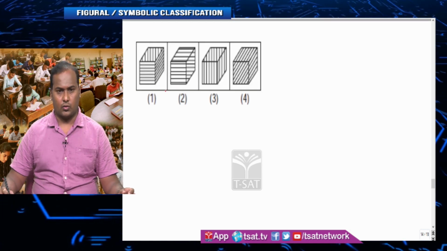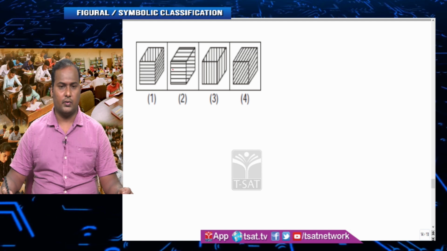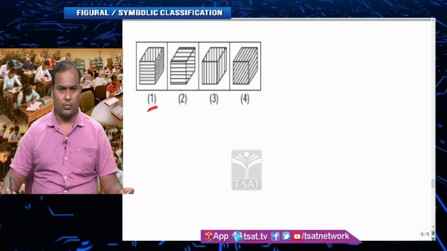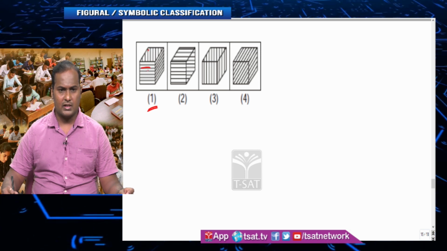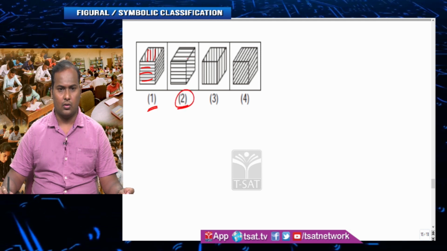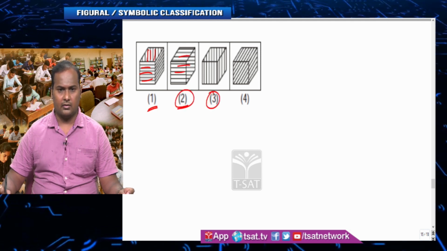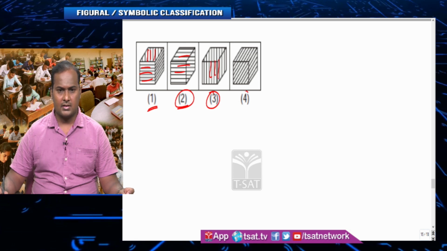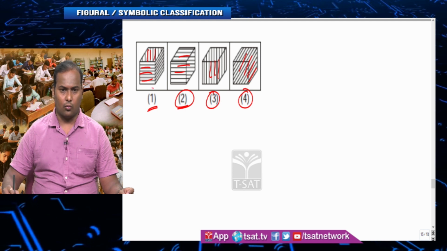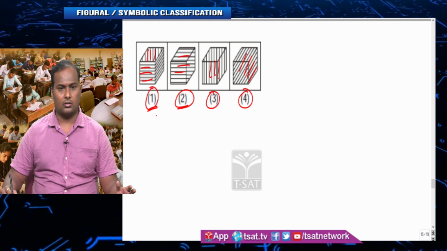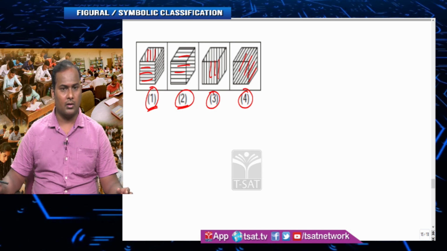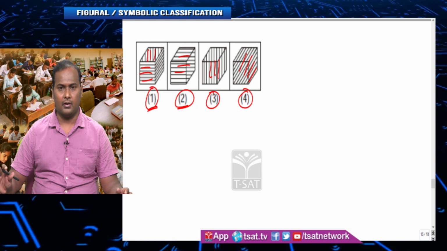In this particular question, the common criterion is based upon lines. In figure 1, both horizontal as well as vertical lines are given, whereas in figure 2 there are only horizontal lines, in 3 only vertical lines, and in 4 also only one type of line. So only figure 1 has both vertical and horizontal lines, and the remaining 3 have a common character: only a single type of line.